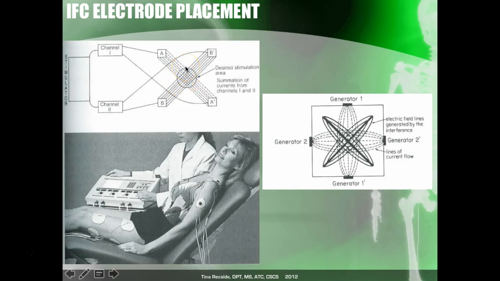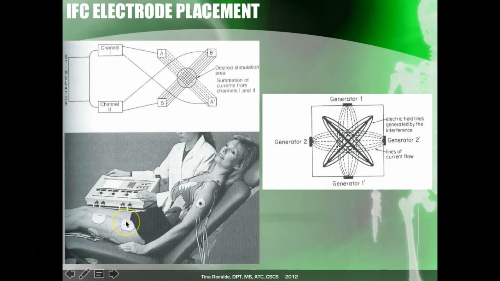When you're setting your electrodes using IFC, it's going to be very different than when using other kinds of electrical stimulation, because you're going to cross those paths, and you're going to know that the intersection in the middle is where your treatment is. So you want to make sure that you're placing the pads accordingly. Like let's say on the shoulder patient, they're trying to get the treatment right here. Channel 1 is going to have one here and one up here. Channel 2 is going to be here and here. It's going to intersect right here.